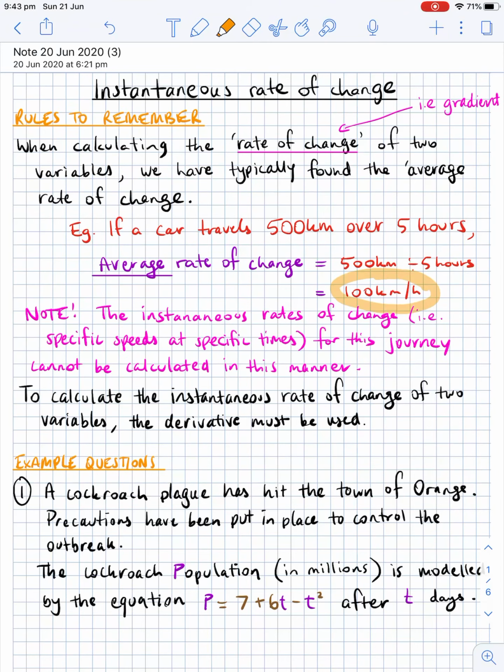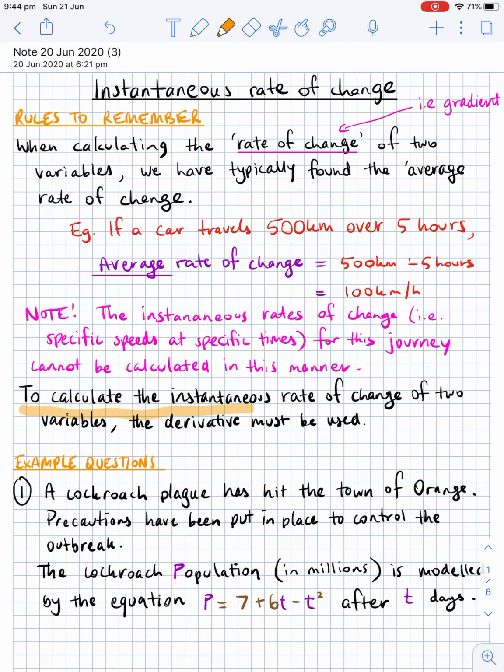So this is going to be your average speed in this situation. Note the instantaneous rate of change, i.e. in this case specific speeds at specific times for this journey, cannot be calculated in this manner. We don't know how fast they were going at a particular point in that journey. All we know is that on average they were going about 100 kilometers per hour.